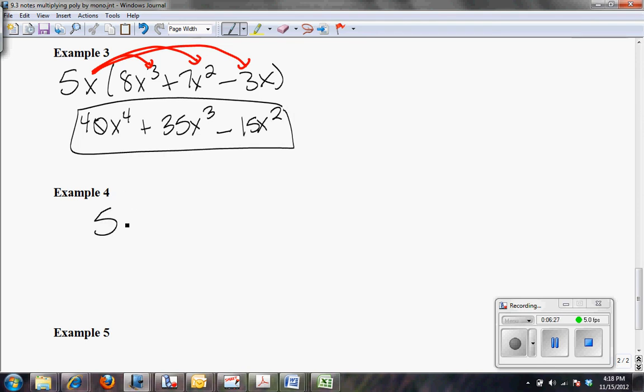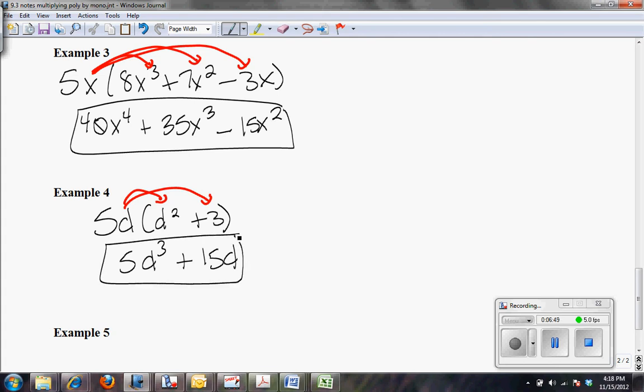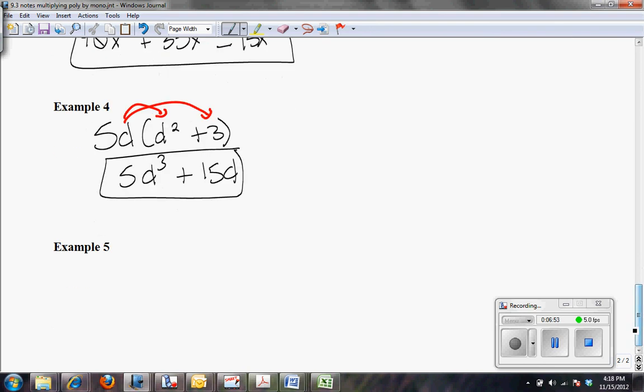Two more examples. 5d times d squared plus 3. Go ahead and multiply that out. It's 5d cubed plus 15d. And that will be our final answer. These go pretty quick.